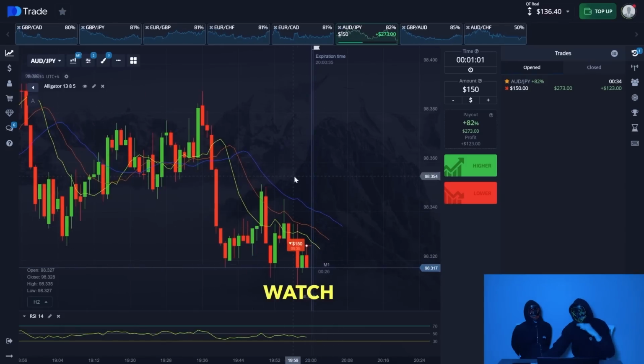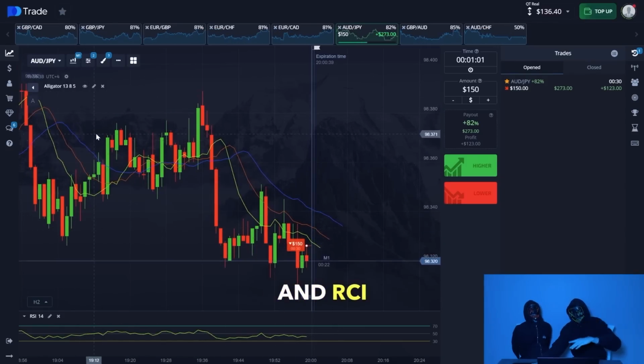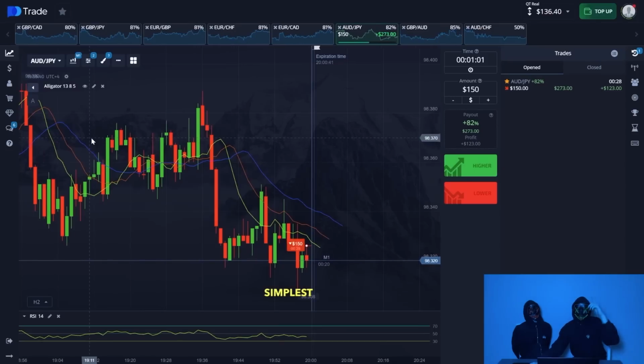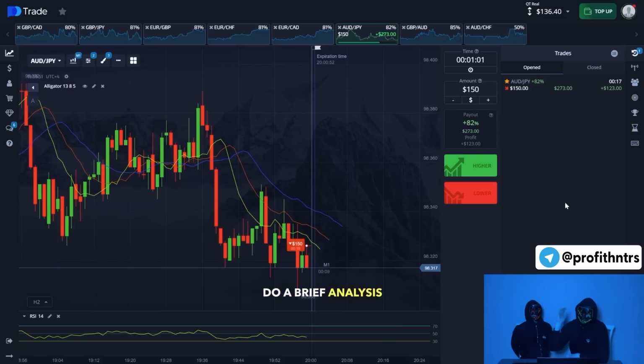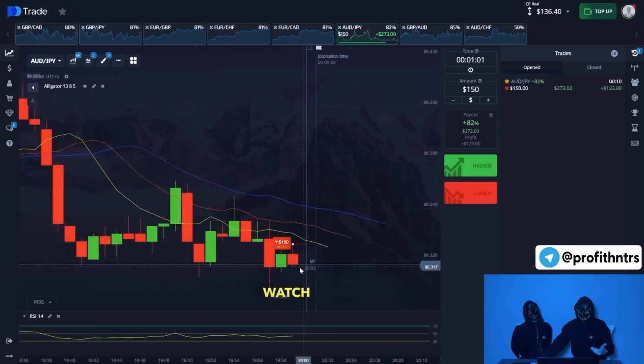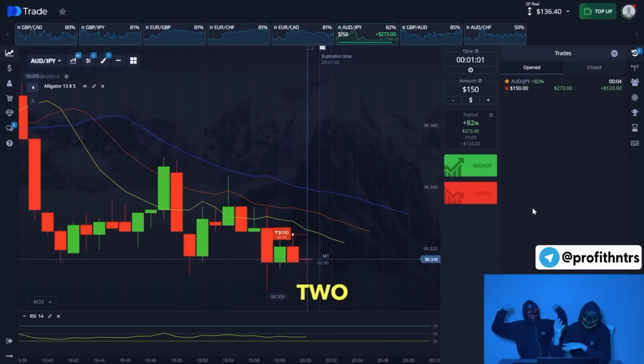So friends, watch this. 2 indicators, alligator and RCI. Great choice, simplest and easiest analysis, simplest strategy. 1 minute and 1 second. You set these parameters, watch. Do a brief analysis, you get money. There are 10 seconds left, and we just watch as we get into a great position. 5, 4, 3, 2, 1, great friends.